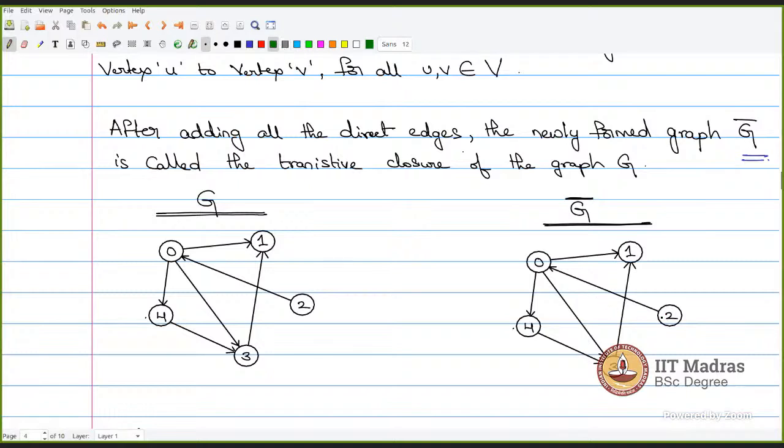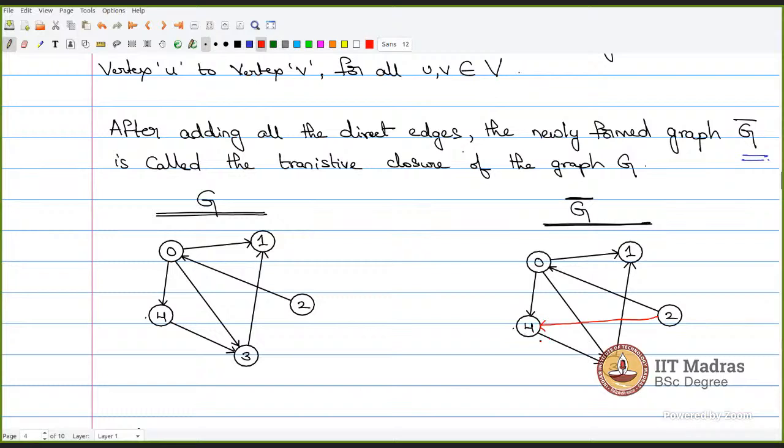Now see here, vertex 2 to vertex 4, there is a path. So 2 to 0, 0 to 4, there is a path, right? There is a path from 2 to 4. So now we have found 2 vertices which has a path. From vertex 2 to vertex 4, I have a path. So what I have to do is, I have to add an edge from this vertex 2 to vertex 4.